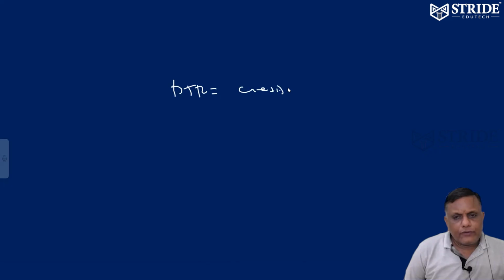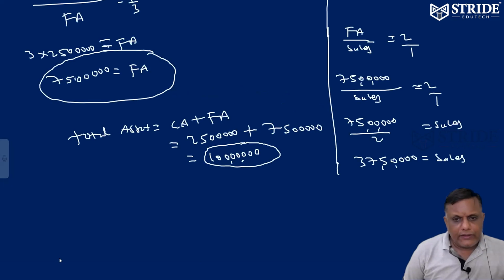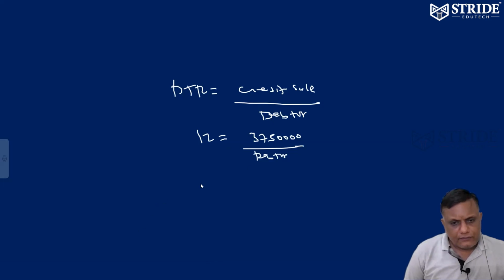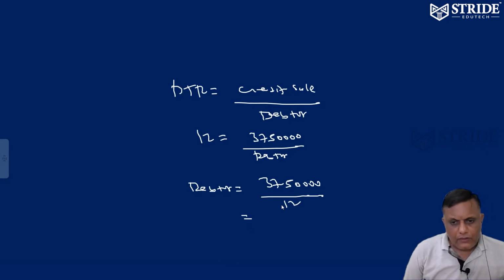Debtor turnover ratio is equal to credit sales by debtor. We can apply this one. What is debtor turnover ratio? 12 times. What is credit sales? 37 lakh 50,000. So credit sales 37 lakh 50,000 by debtor. So debtor is equal to 37 lakh 50,000 by 12. That's it.